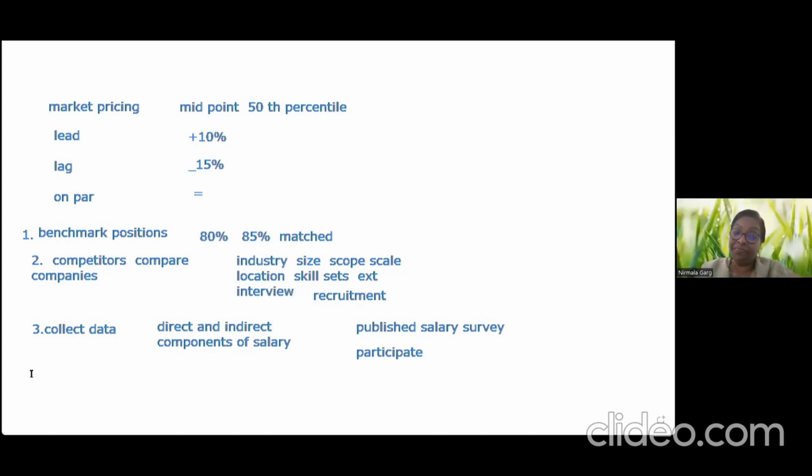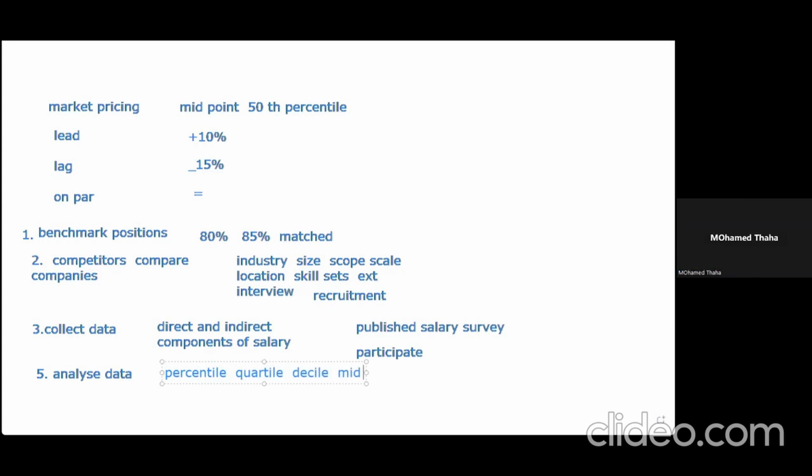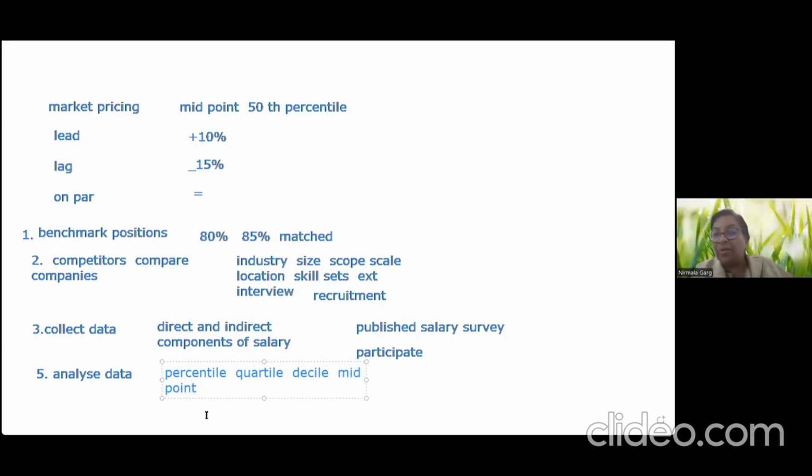Now, once you have done this, you have to analyze your data. That's the challenge. How many of you have actually used survey data and analyzed or interpreted data? So when you are analyzing data, then you start using percentiles, quartiles, deciles, midpoints, etc. Now we'll learn how to do all that. Okay? Is this very clear, guys? I made salary survey very simple so that it is not like a black box for you.